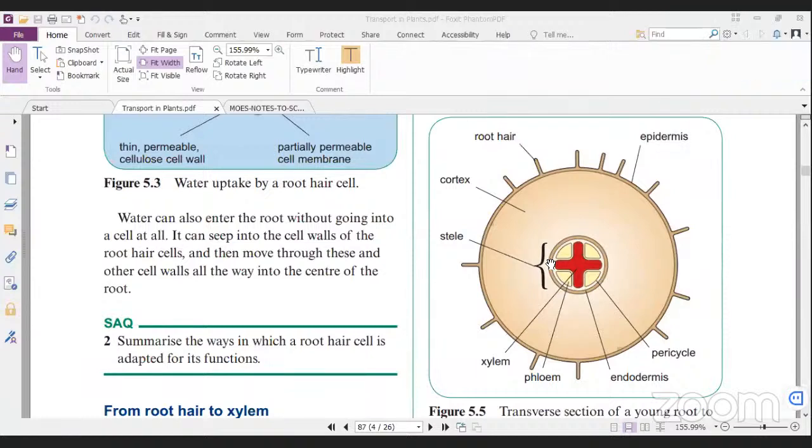Okay, let me read them very fast. Let me pass through them very fast. I see some of them have been just mentioned, but just of the stele. I think the stele provides support due to turgidity when it takes in water.